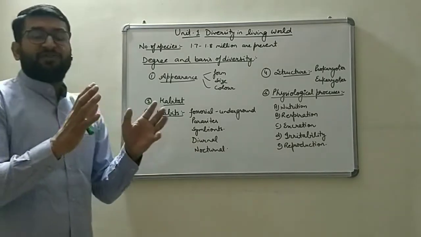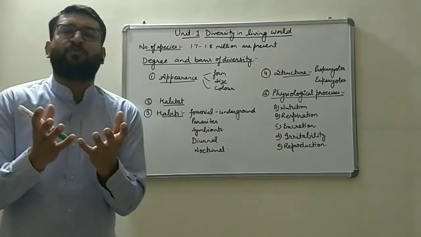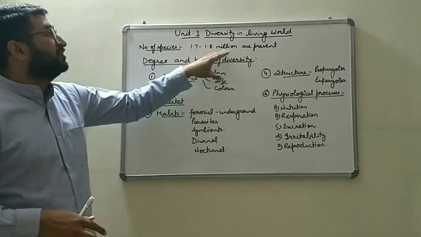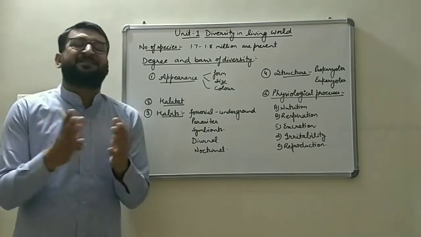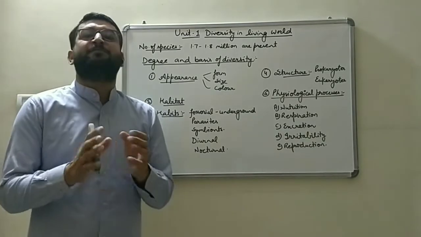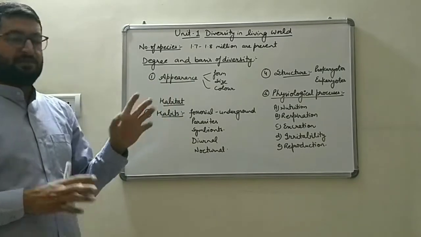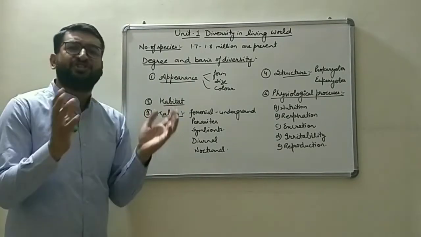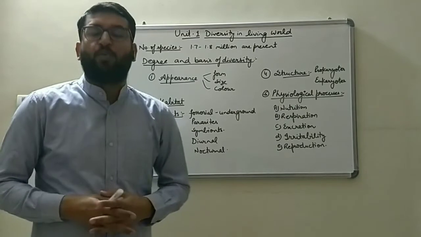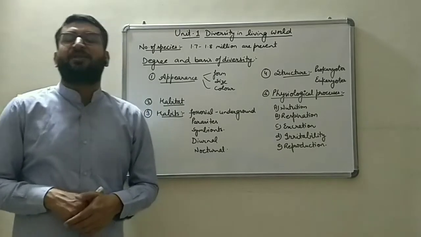That large variety is present on Earth's surface due to its life supporting environments. Now that large diversity of organisms, that many species, are classified on various bases. In the introduction of this unit, we will go with these bases and the various degrees of diversity. The first basis on which we differentiate the diverse variety of organisms is appearance. How they look, what exactly their forms are, what their size is, and their color.